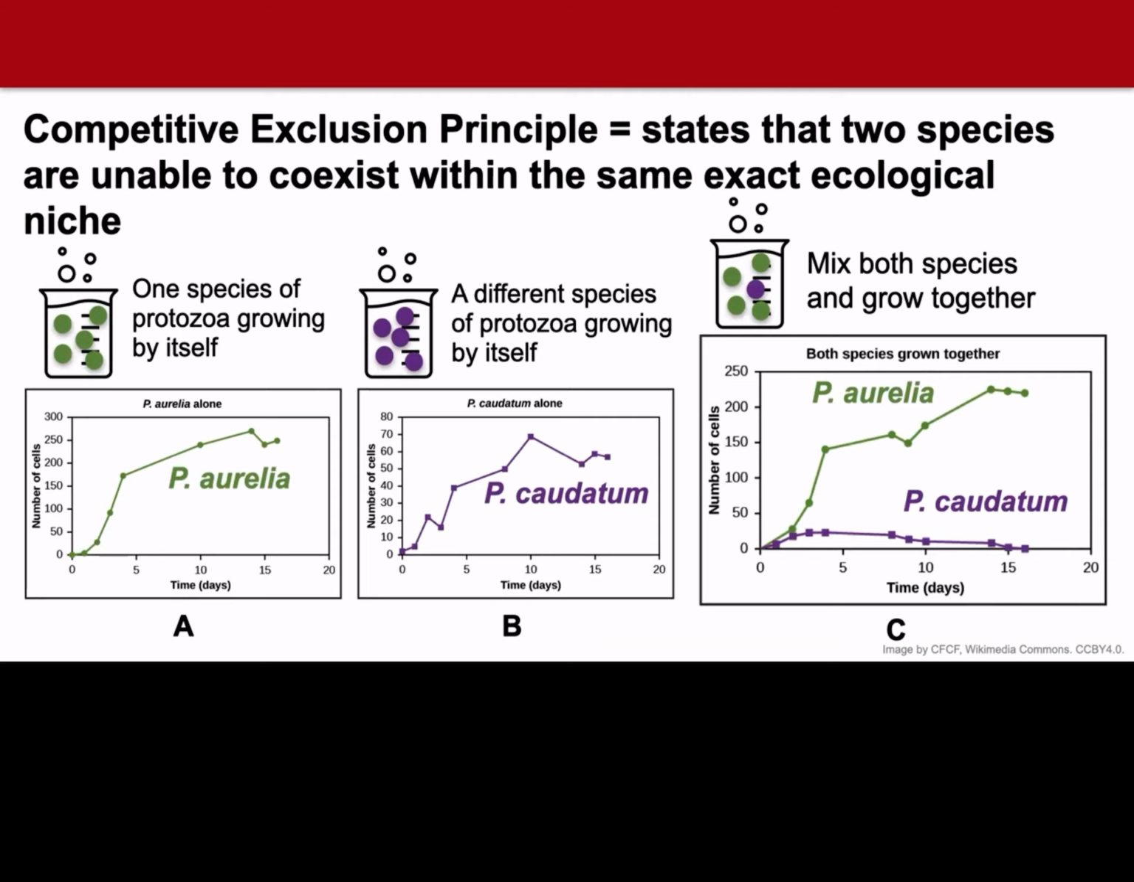The competitive exclusion principle states that two species are unable to coexist within the same exact ecological niche. So, different species may not coexist within a community if they are competing for the same resources. It is important to understand that competition is bad, in terms of survival and reproduction, for both competitors. Even though one species will eventually be victorious, both species have exerted a great deal of force and effort and energy fighting for the limited resource or territory.